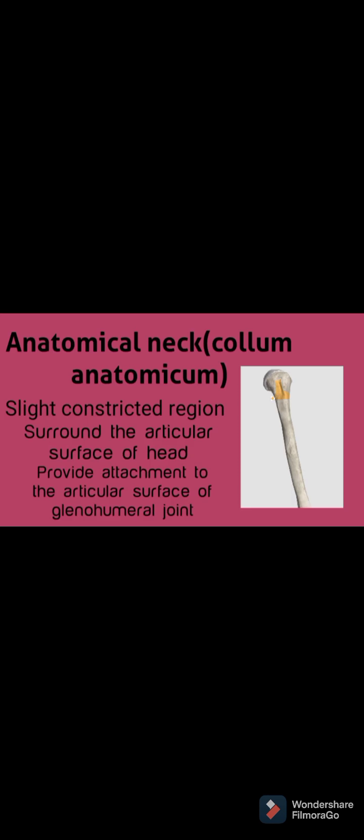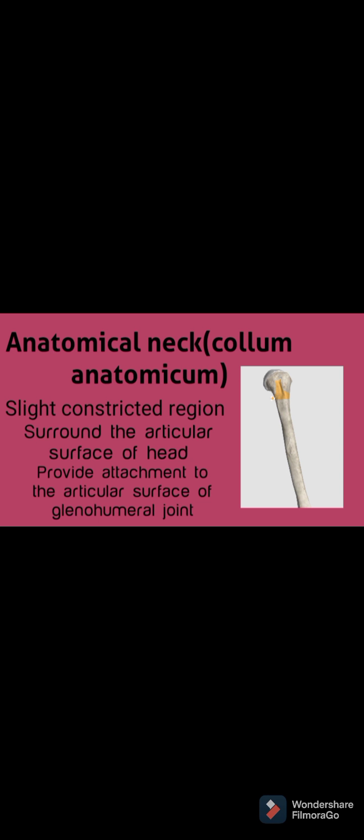Next is the anatomical neck, which is also called collum anatomicum. It is a slight constriction that surrounds the articular surface of the head of the humerus. The articular capsule of the glenohumeral joint attaches to the inferior edge of the anatomical neck. By the way, a fracture in this region is rare but occurs more frequently in elderly age.